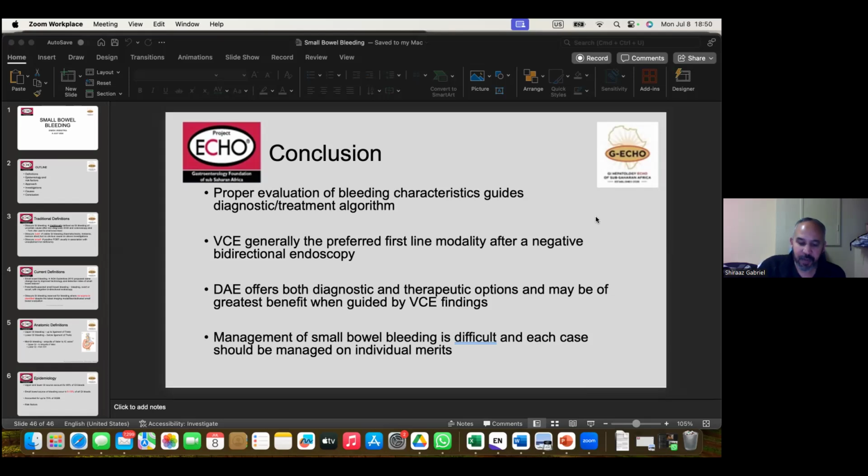Capsule endoscopy, what is the pickup rate? What should your pickup rate be on carefully selected patients?